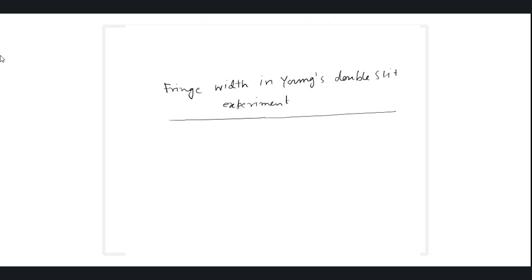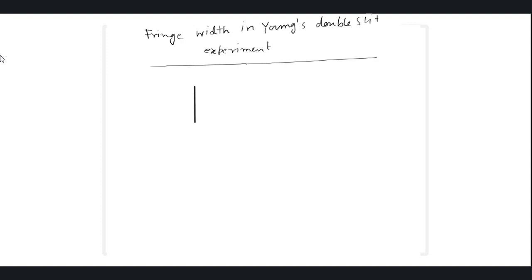Today we will find the expression for the fringe width of Young's double slit experiment. Okay, so what is the arrangement? We have two slits which are separated by a distance small d, and there is a screen which is at a distance capital D from the slit line, and we are considering a point P which is at a distance from the central point of the screen O.